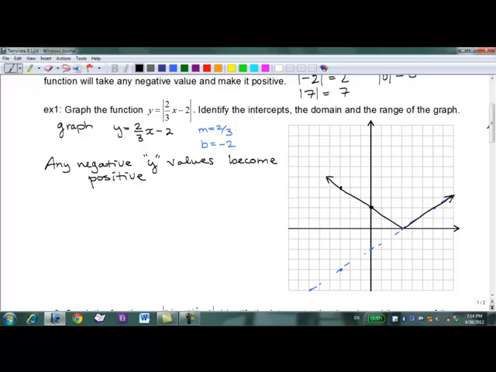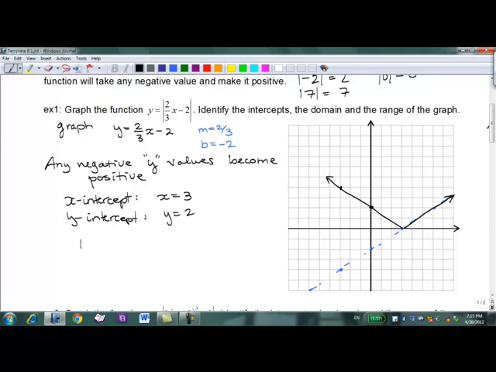So now we can answer some of the other questions here. Identify the intercepts. Well, I see an x-intercept, or x0, of x equals 3. That's basically where it touches or crosses the x-axis. I can just pick off a y-intercept, and it looks like y equals 2 is the y-intercept.